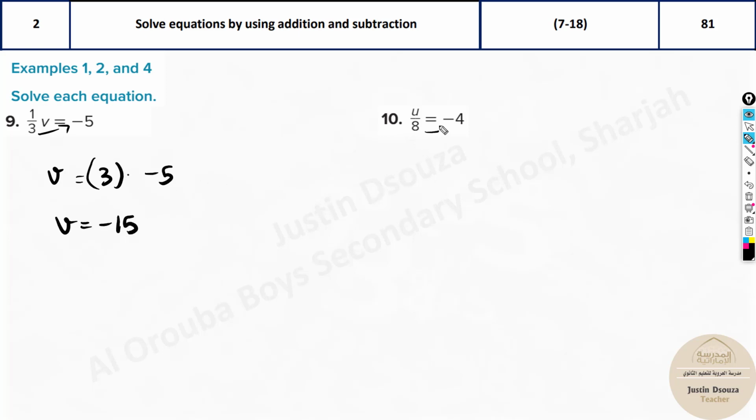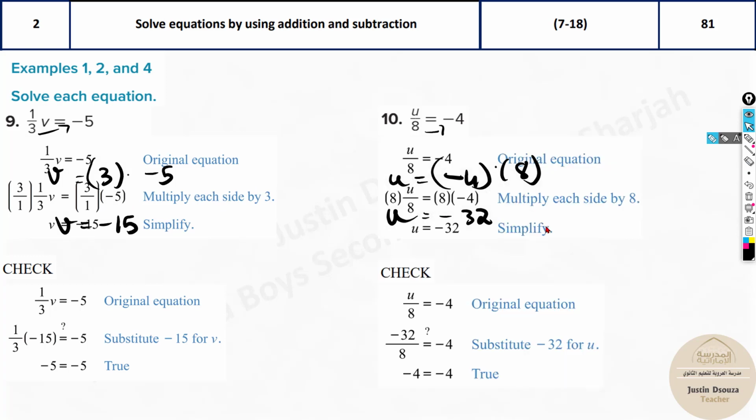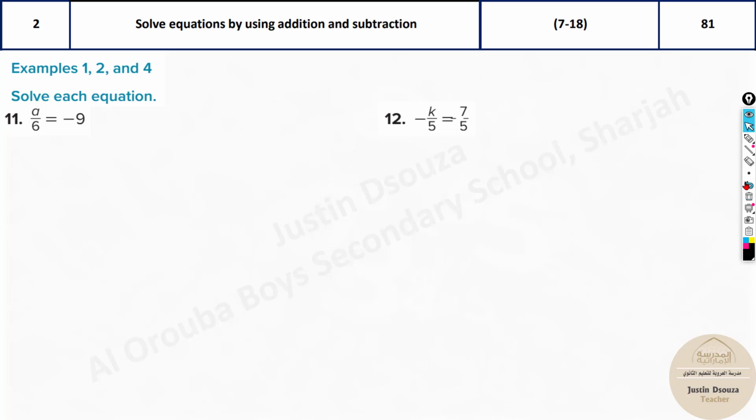Here also, 8 goes to the other side. U equals minus 4 times 8. Or you can write 8 times minus 4. It's the same thing. 8 fours are 32. Negative sign. That's the answer. So this is how we basically solve these problems. Minus 15 over here, minus 32. And you can solve all these problems by yourselves, but I'll show the calculator shortcut method.